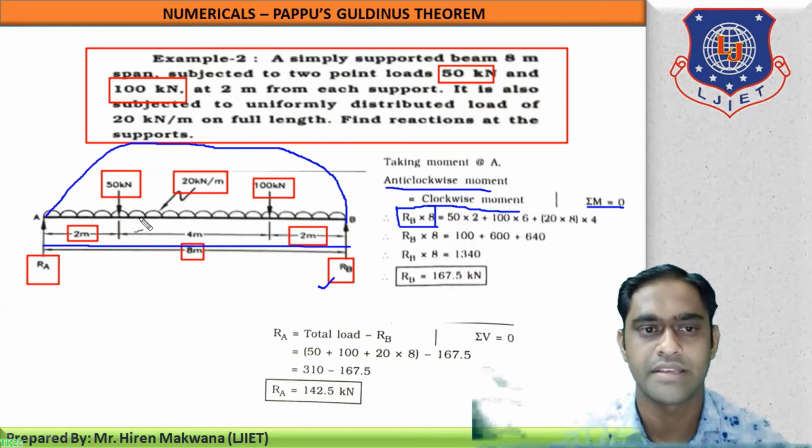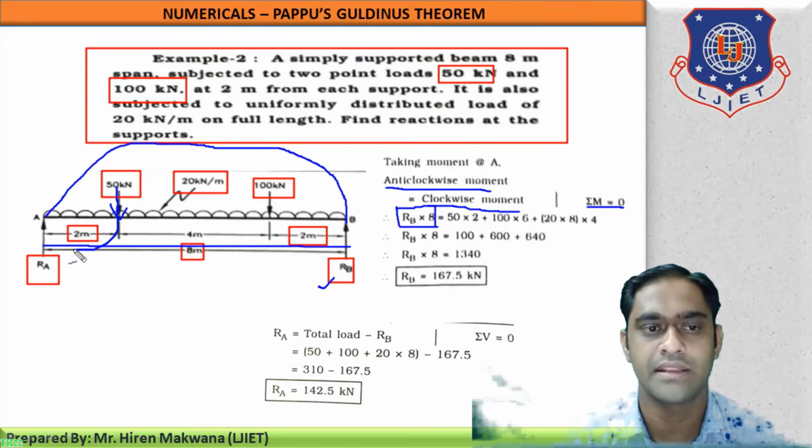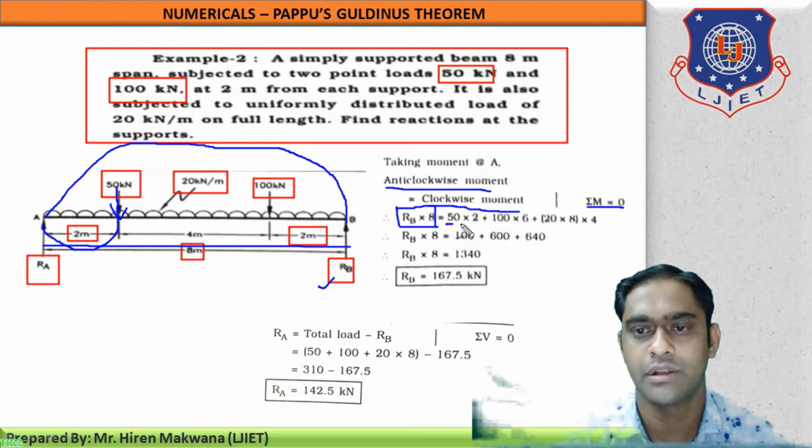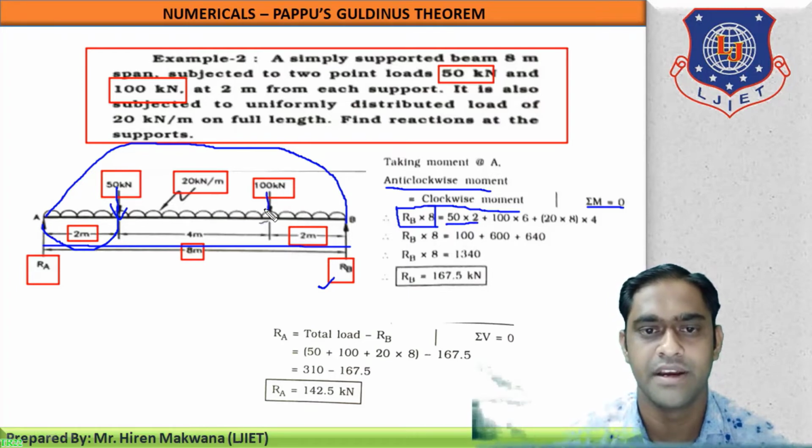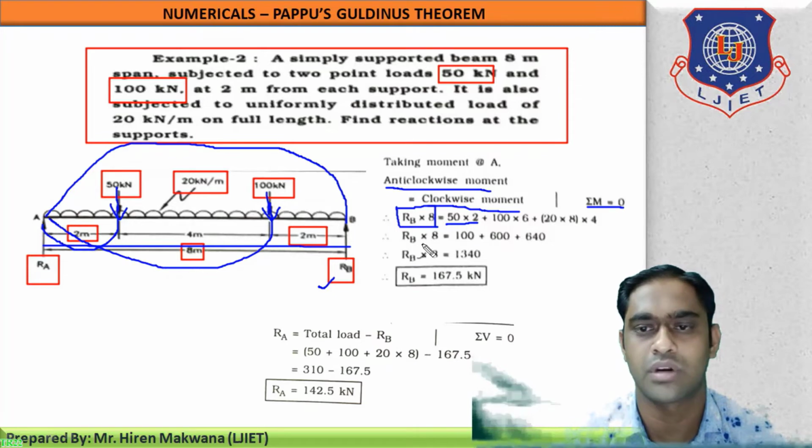Now what is clockwise? So first force is 50. It is going down. So rotate it about point A like this. So 50 into 2, it will be 100 kilonewton meter. So it is a clockwise moment. Similarly, this 100 is also going down. So rotate about point A, 100 into 6 total distance. So it is a clockwise moment.